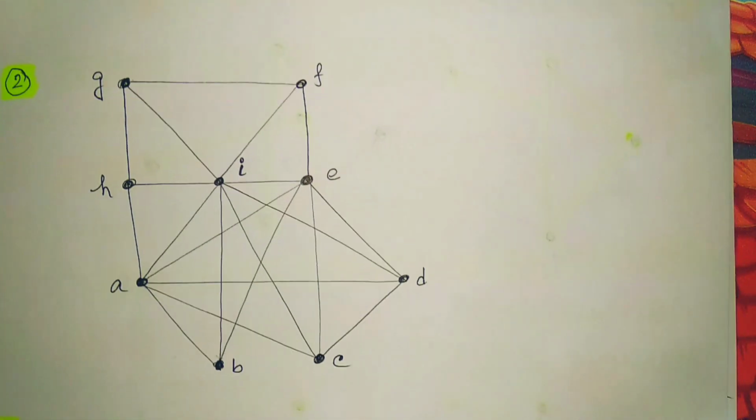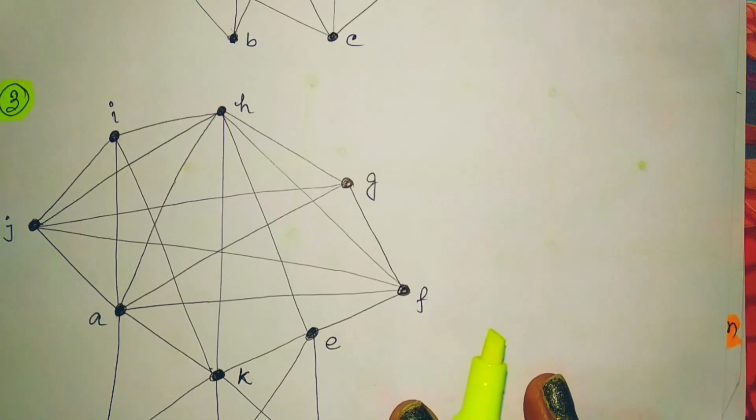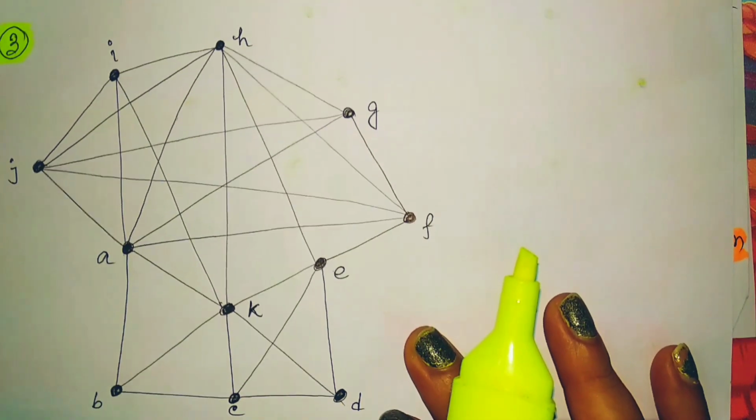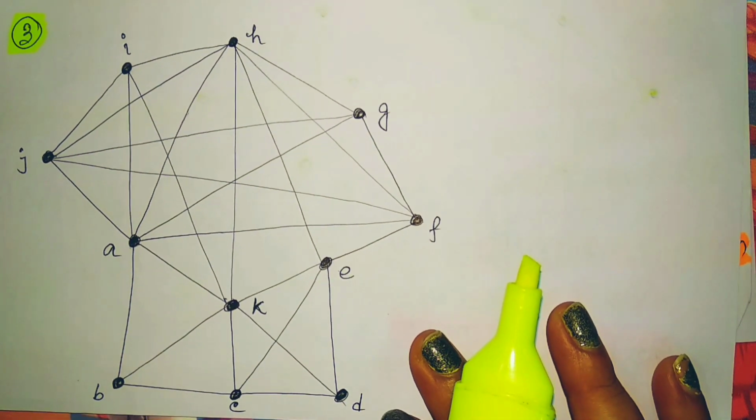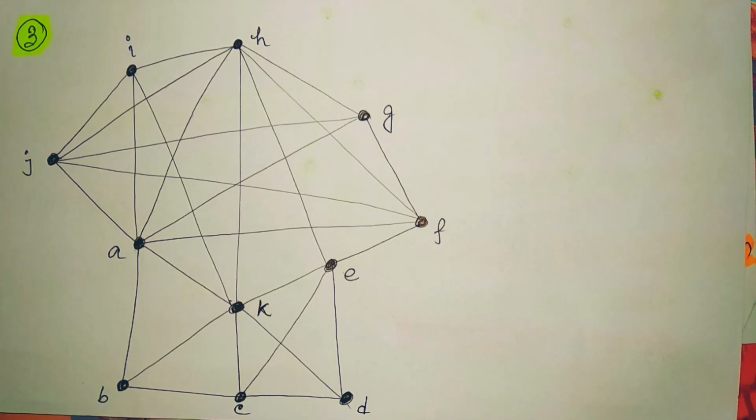Now this is your second graph. For this one also you are supposed to find it out. And one more graph, this one. For this one also you should find the maximal cliques, the maximum cliques and the clique numbers too. So try all of these by yourself.